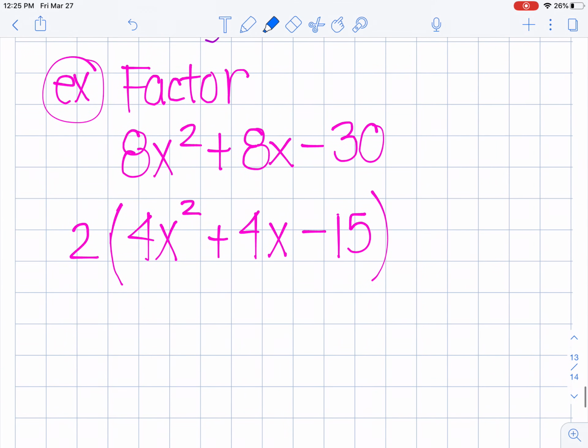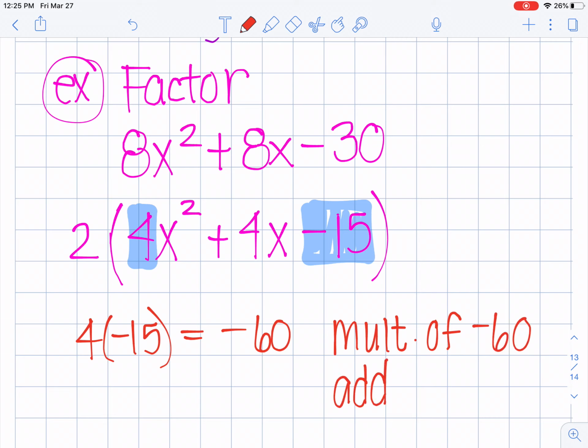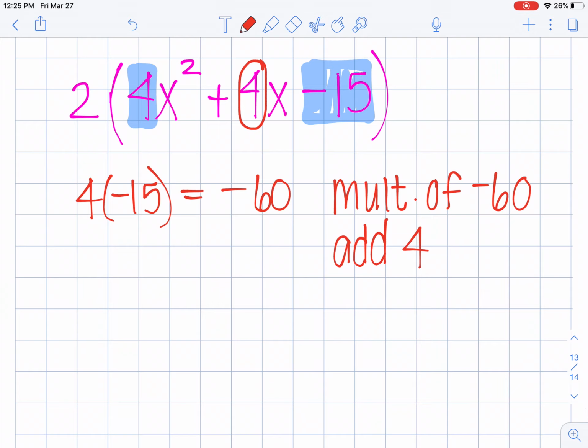So the first thing that I have to do, I want to multiply together 4 times negative 15. So I know that 4 times negative 15 is equal to negative 60. So I need to find the multiples of negative 60, and I want them to still, like we did before, add to my middle term, which in this case right here is 4. So let's write down all the multiples of negative 60.